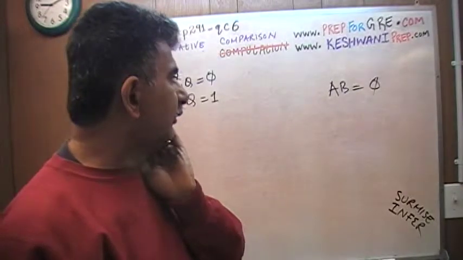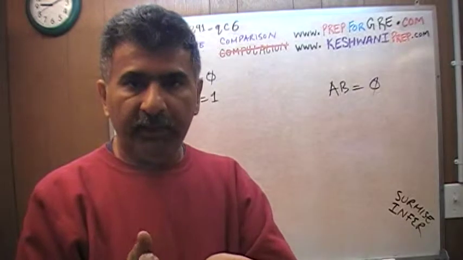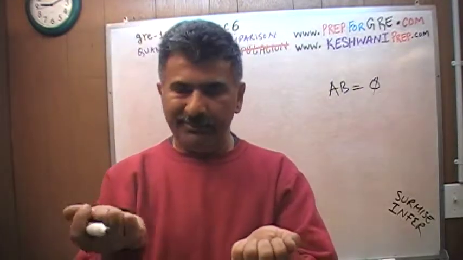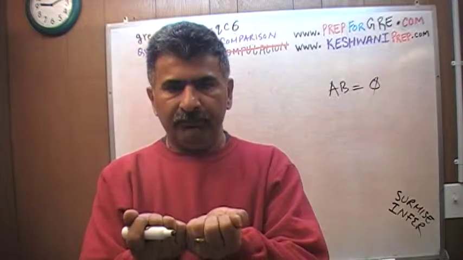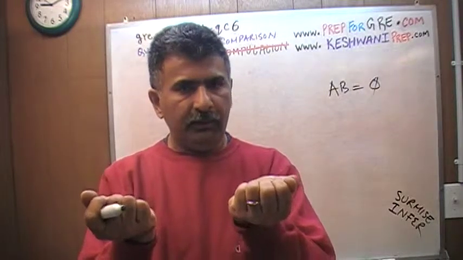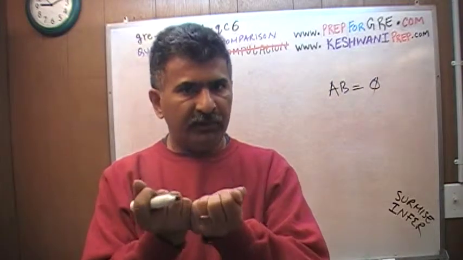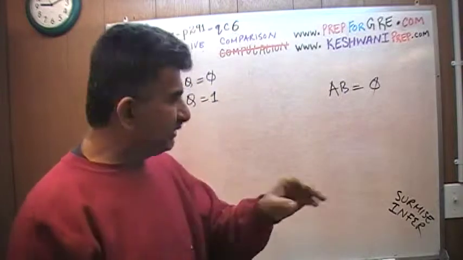So what inference do you draw if I tell you that I'm holding one number in this hand and one number in this hand, and that when I multiply them, their product is 0? I'm not telling you what they are, but if the product is 0, this is what you should surmise. There are three possibilities in this case.